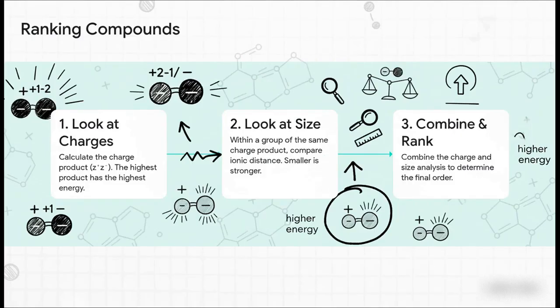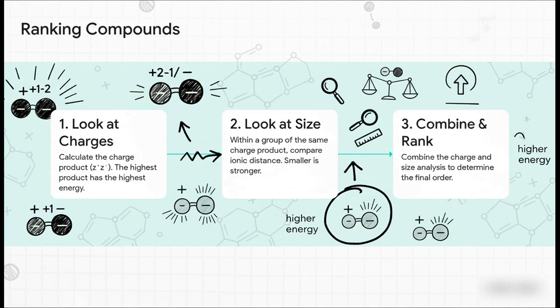So here's your cheat sheet. If you ever need to rank compounds by lattice energy, this is the way to do it. Step 1 always is to figure out the product of the charges. Then you group the compounds by that product. A +2/-2 group will always have a much higher lattice energy than a +1/-1 group. Only after you've sorted them by charge do you look at size. Within each group, the compound with the smallest ions, the one with the shortest distance between them, will have the greatest lattice energy.